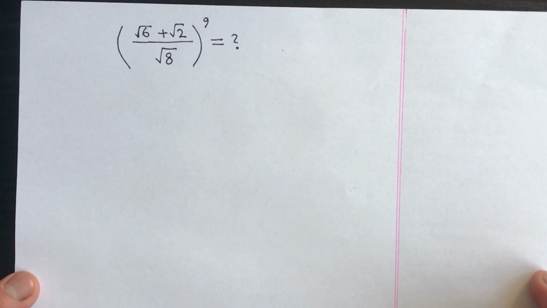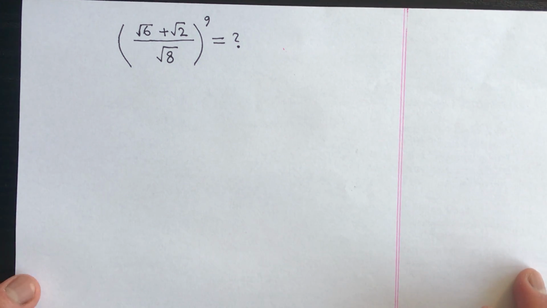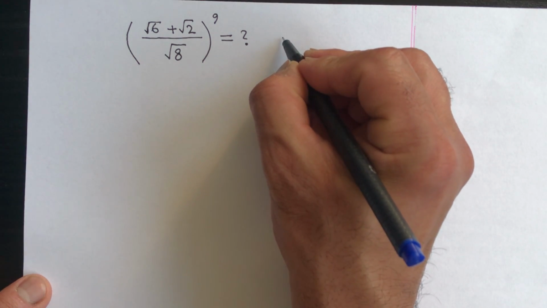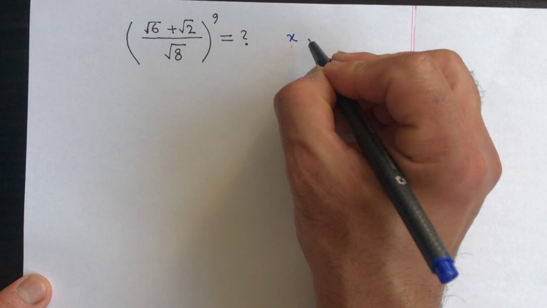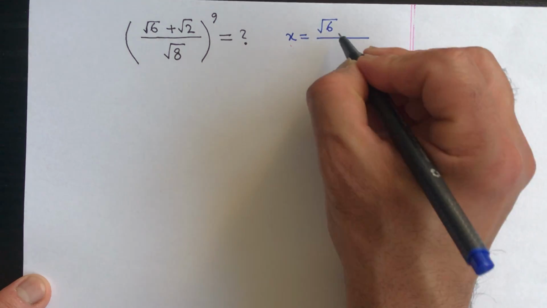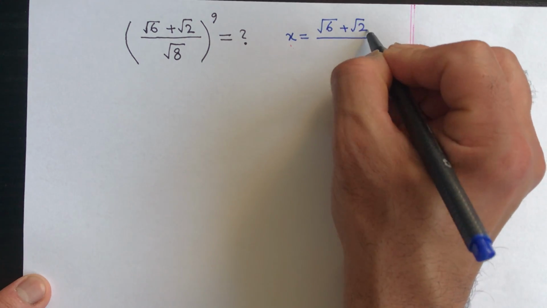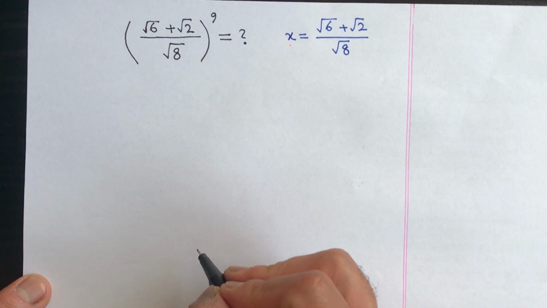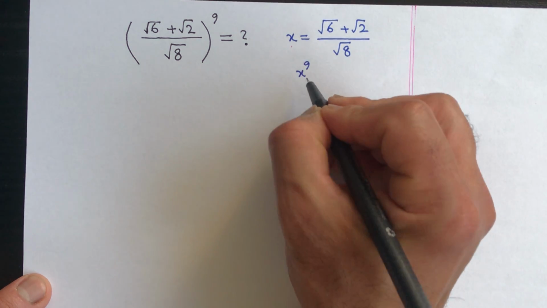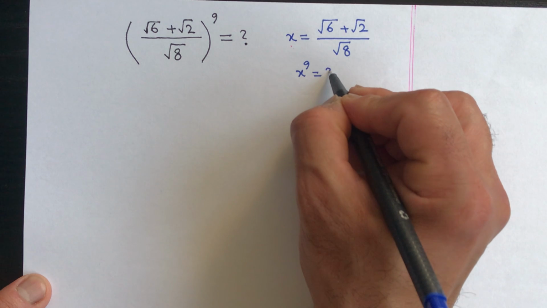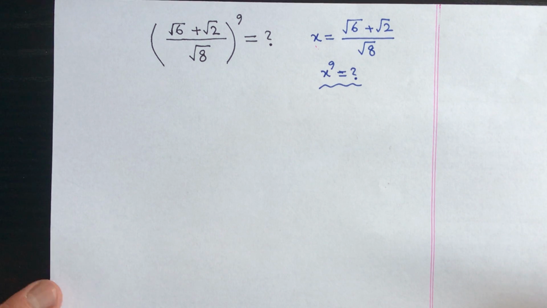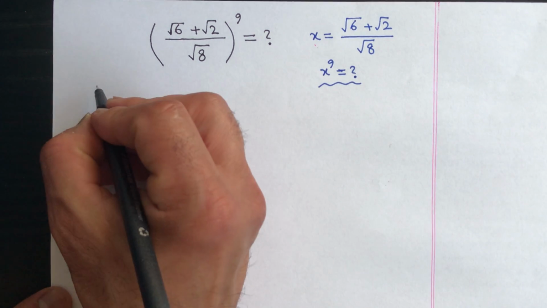Here I want to find the solution of this expression. For the starting point, I name the expression in the parentheses as x equals square root of 6 plus square root of 2 over 8. And the goal of this problem is finding the solution of x to the power of 9. This is the goal. Now, for the starting point, I can simplify x here.